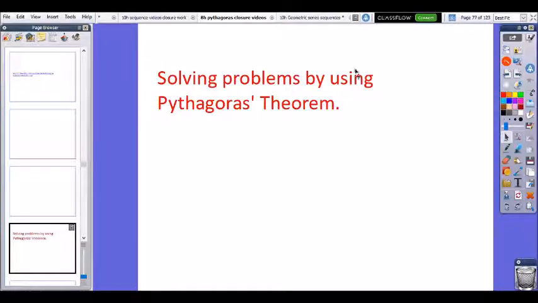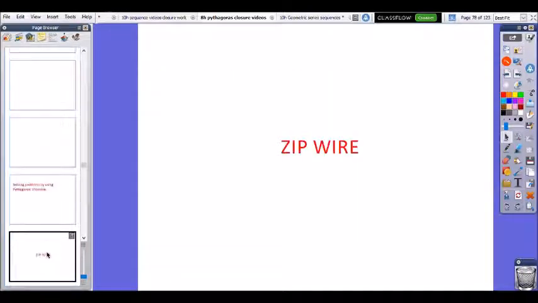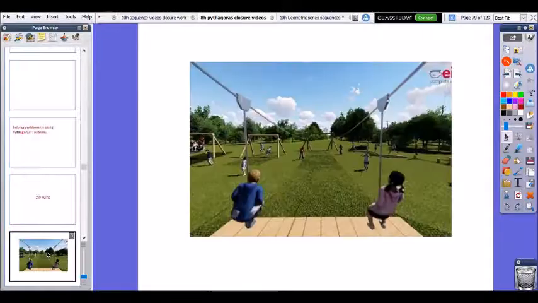In today's lesson we're going to be continuing solving problems by using Pythagoras' theorem. Okay, so today we're going to start by talking about zip wires. There is a point to this, we are going to be doing some maths to do with zip wires. By zip wires I mean these things that we often see in play parks, where you sit in the seat and it zips you down from point A to B.